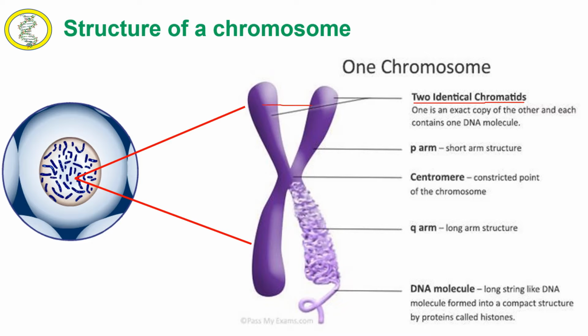So ito yon, itong dalawang to. So this one is an exact copy of the other and each contains one DNA molecule. Kaya nga siya tinatawag na sister chromatids kasi magkapareha sila.